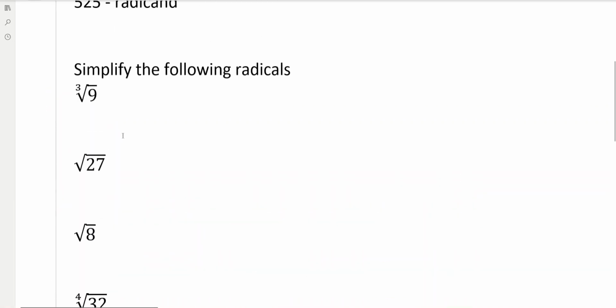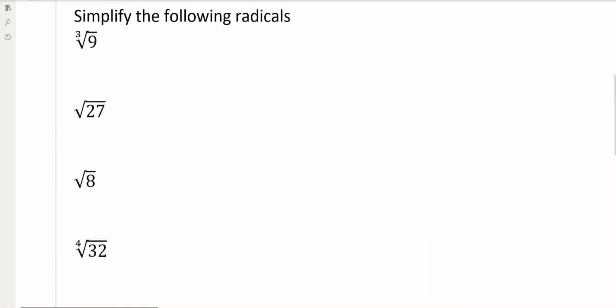Alrighty, let's go ahead and try some example questions. Okay, so let's simplify the following radicals, and are we going to get bad answers? No, okay, it's going to be fine. We're going to have good answers. The trick to doing that is to first do a prime factor tree. So what are the prime numbers that multiply to get the original number?